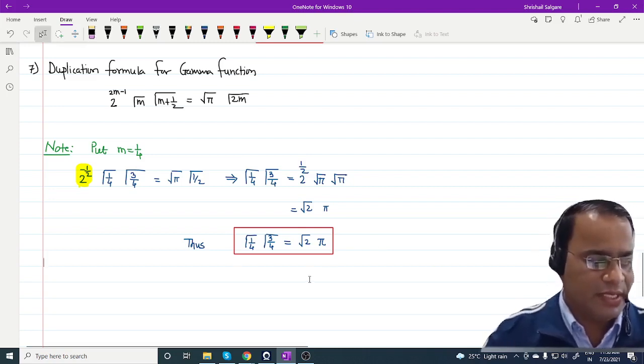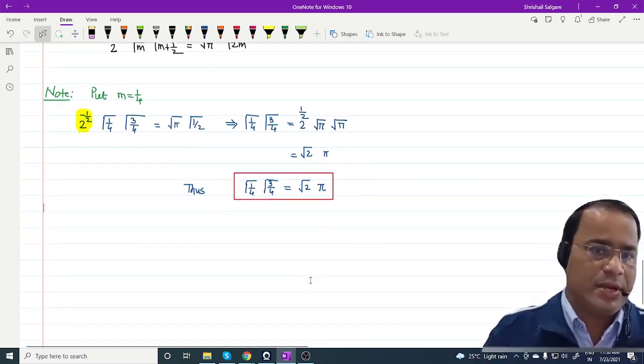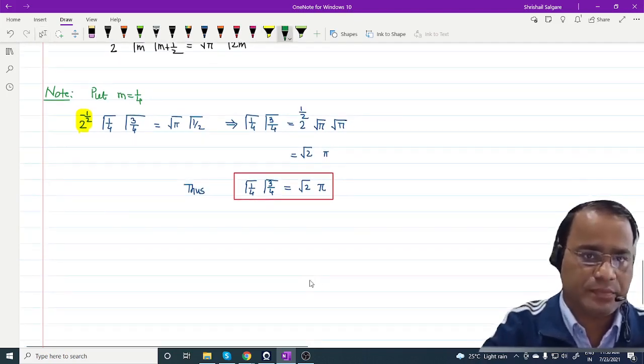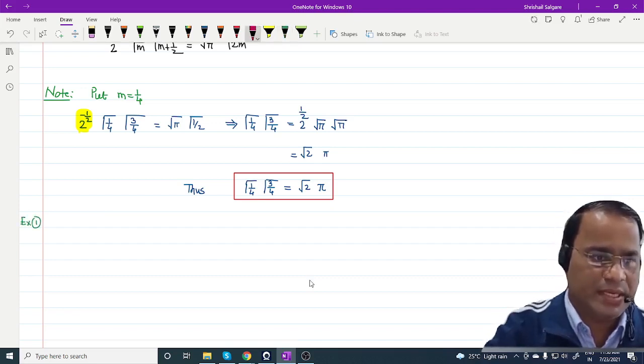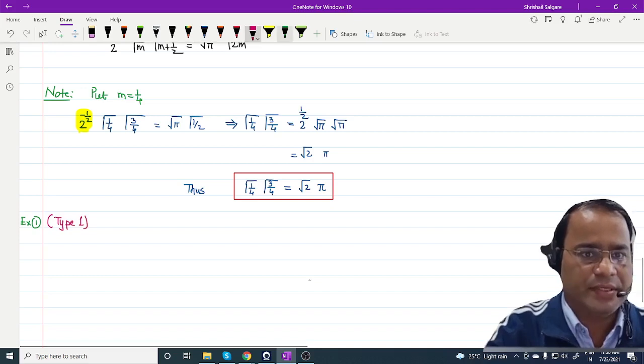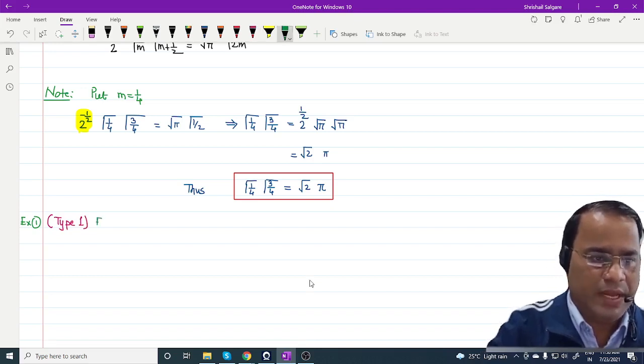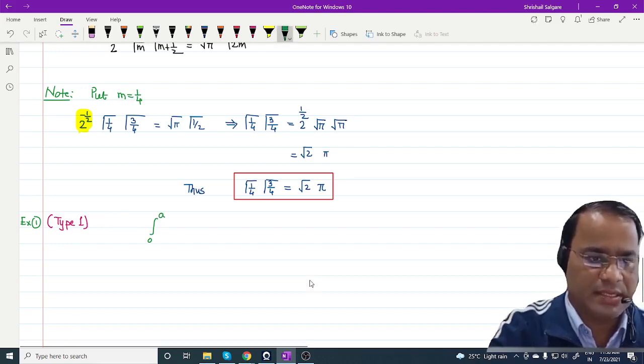We will continue with the examples. Type-wise examples I will discuss here. That is example 1, and this we may consider as type 1. You have to remember the substitution accordingly. Type 1. To evaluate, the question is evaluate integral 0 to a. Instead of evaluate, I will give prove that, means standard results I will give, prove that.